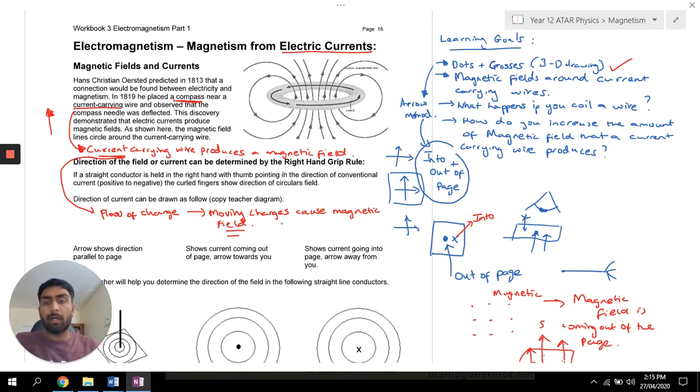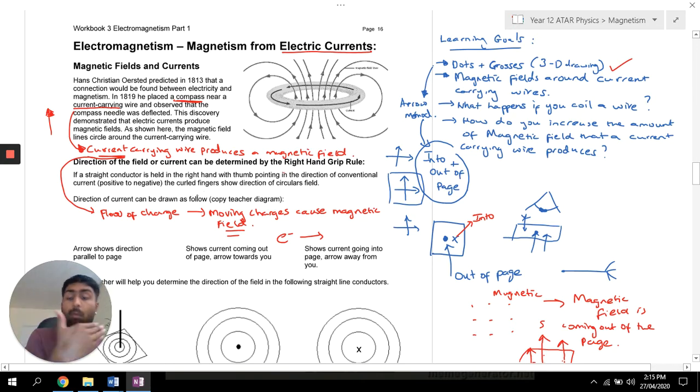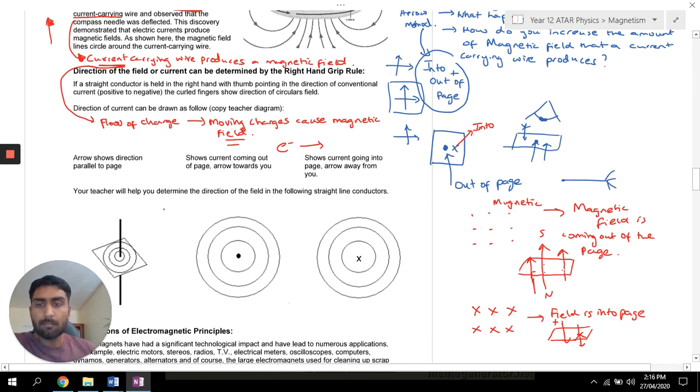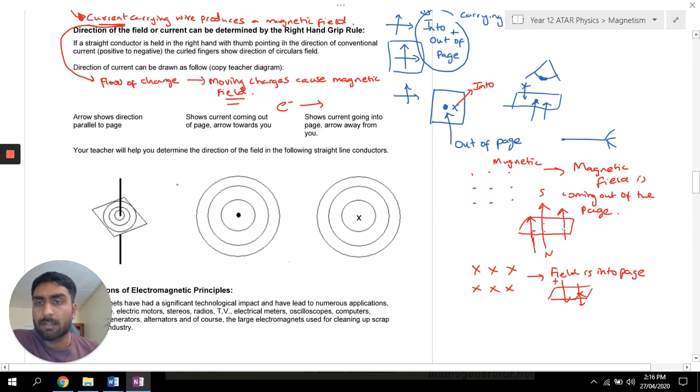But a moving charge by itself, if I have an electron and I shoot it this way, will produce a magnetic field around it. We're going to have a look at how that works for current-carrying wires, or for charges flowing through a wire, which is the same thing. So let's have a look at this.